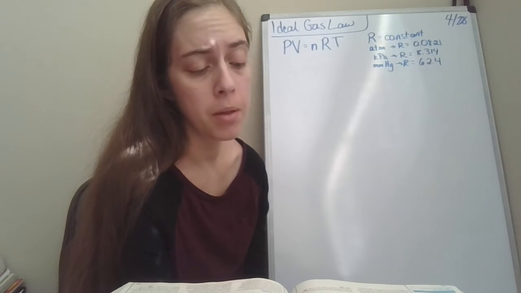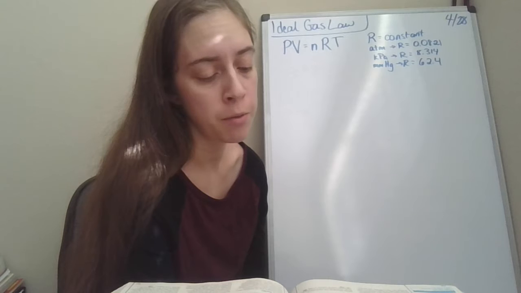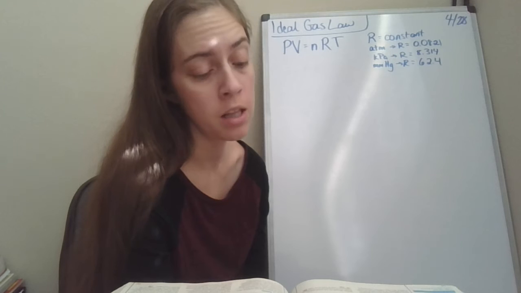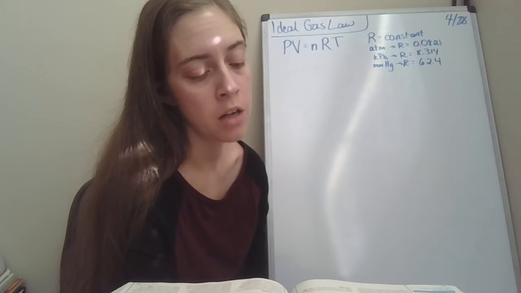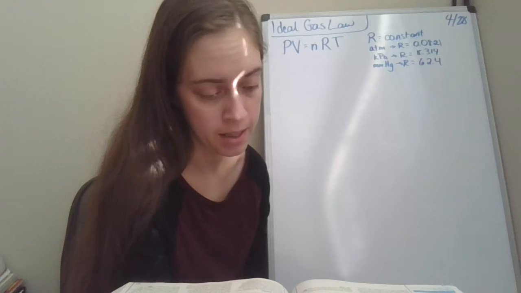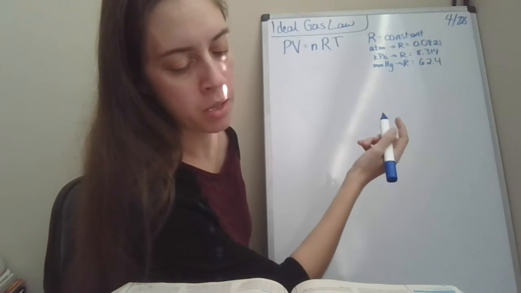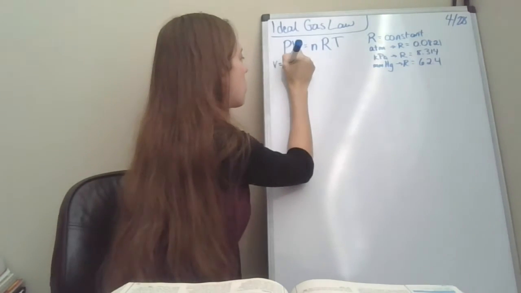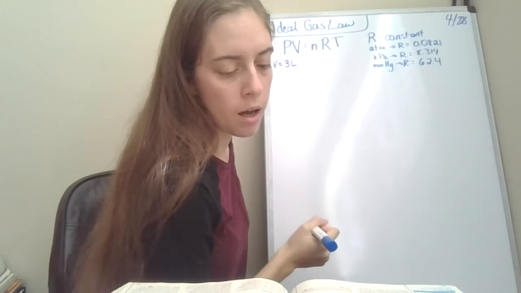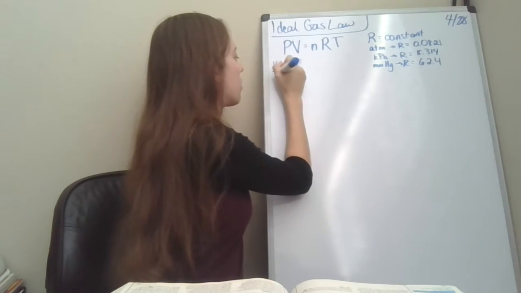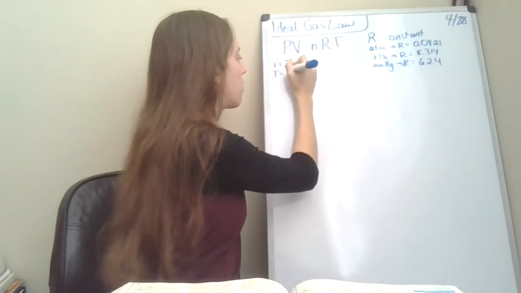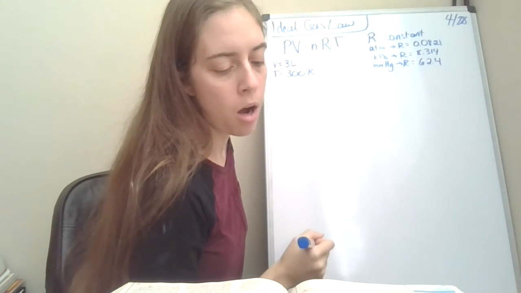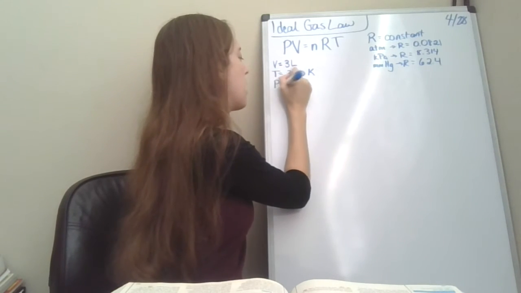Let's go through an example problem if we're trying to find moles, okay? Calculate the number of moles of gas contained in a 3-liter vessel at 300 Kelvin with a pressure of 1.5 atm. Alright, so let's write down what we know. The problem says a 3-liter vessel, so we know our volume equals 3 liters. Our temperature equals 300 Kelvin. They already converted it for us. Thank you, problem. Our pressure is 1.5 atm.